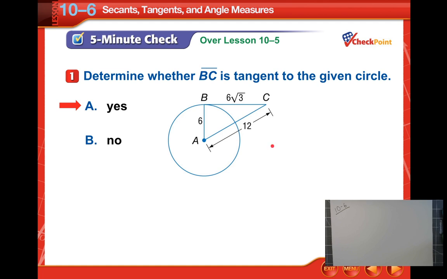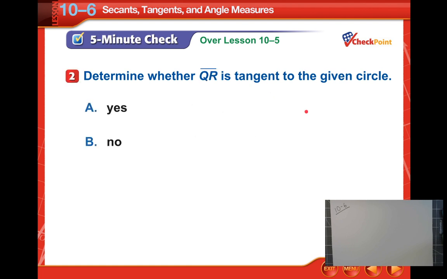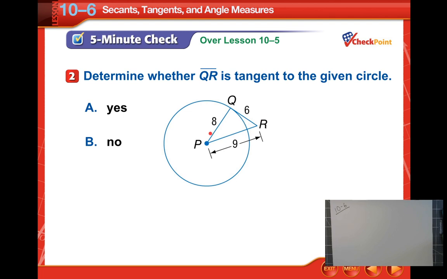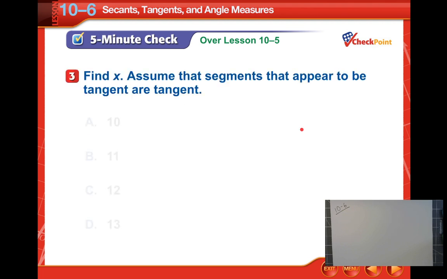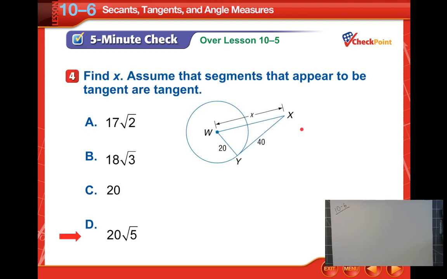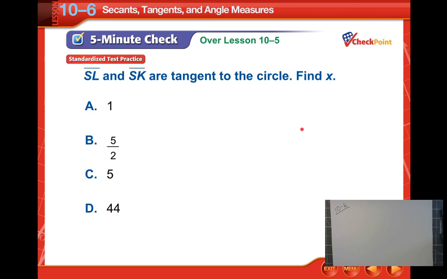So we need to just check if this is a right triangle. We do something similar. We do 8 squared plus 6 squared equals 9 squared. And this time it wouldn't work out. Hopefully this all makes sense. I encourage you to try these on your own. Make sure you've got them as just like a little 10-5 refresher.